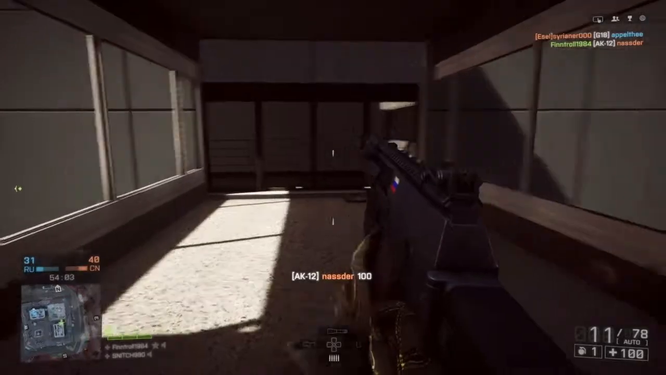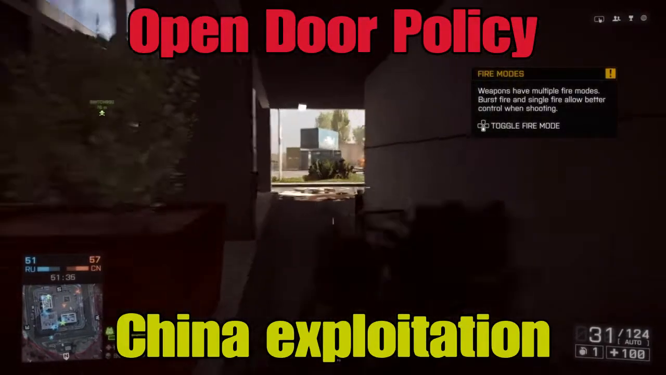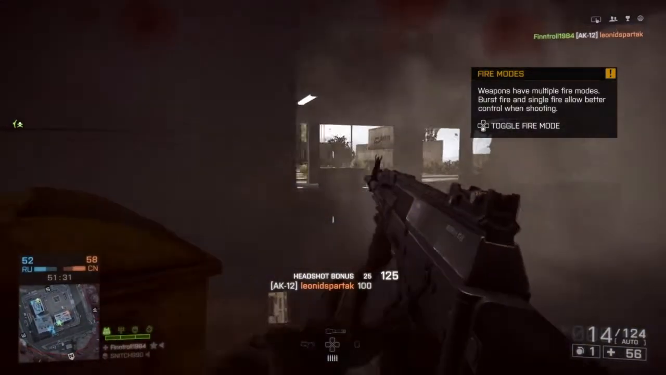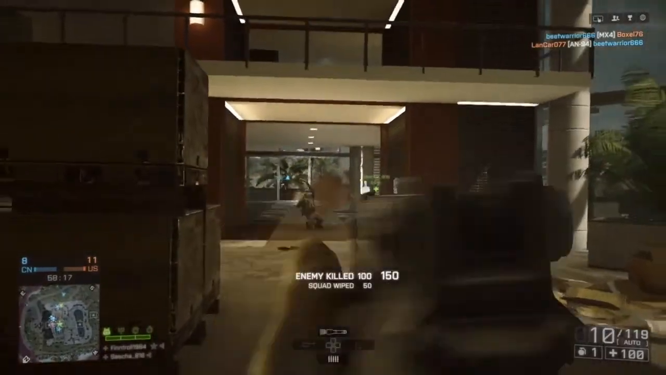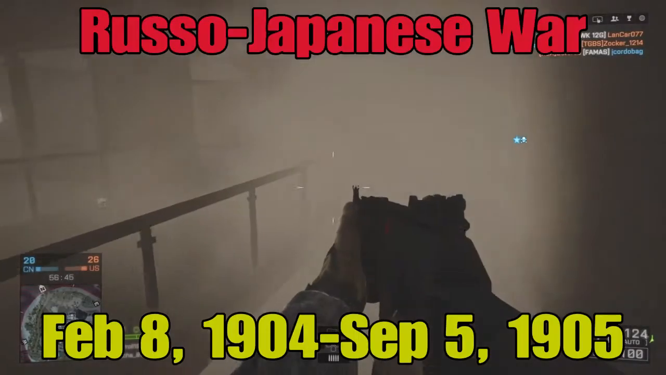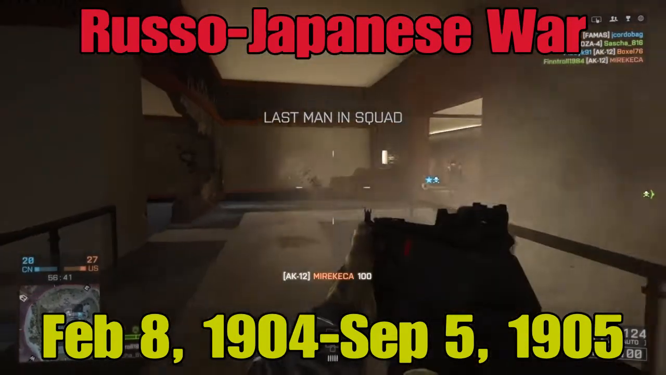But a response came from the USA, which came up with an open door policy for China, in order to keep China open to trade with all countries on an equal basis. But basically it was a cover-up to keep exploiting the Chinese markets. Japan continued to push China out of Taiwan and occupied Korea, and started a war with the Russian Empire in 1904, also for Korea and Manchuria.